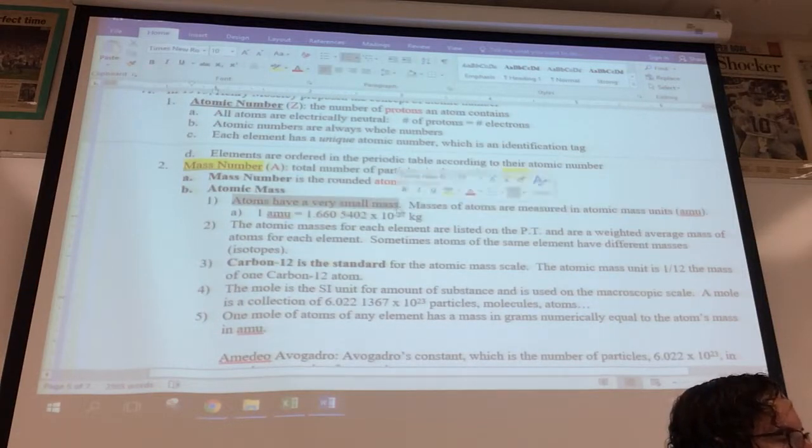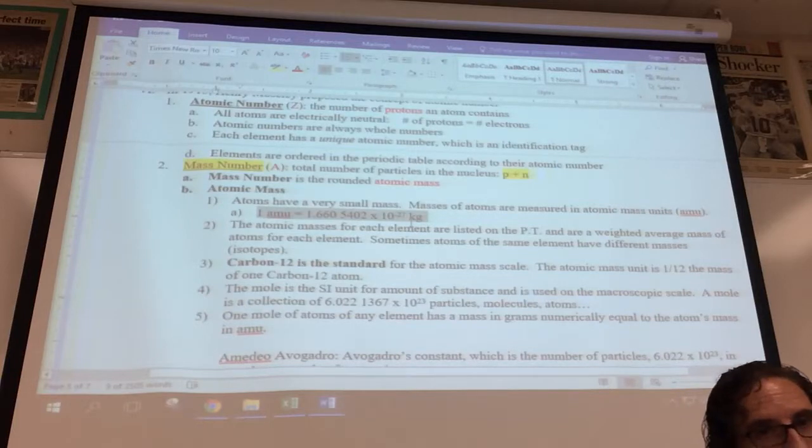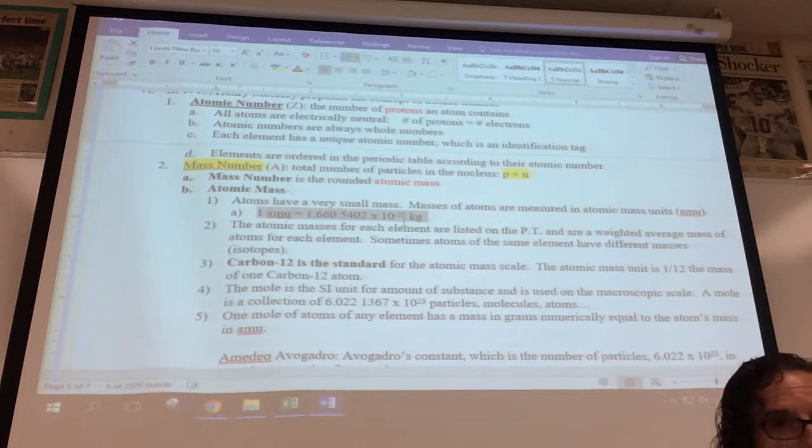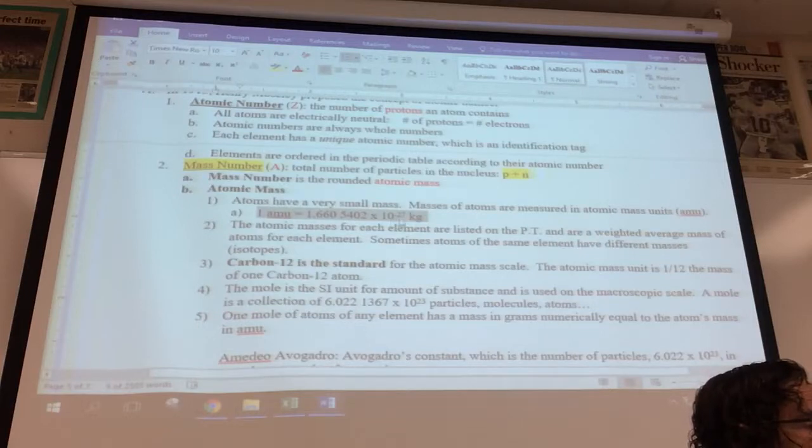Atoms are very, very small. The unit is the atomic mass unit, and the equality for 1 AMU is about 1.7 times 10 to the negative 27 kilograms. Now for somebody who weighs about 110 pounds, that's about 55 kilograms. Well, this is 10 to the negative 27 kilograms, so that is teeny, teeny, weeny, and that's why we use atomic mass units to represent the unit, because this quantity is so small.